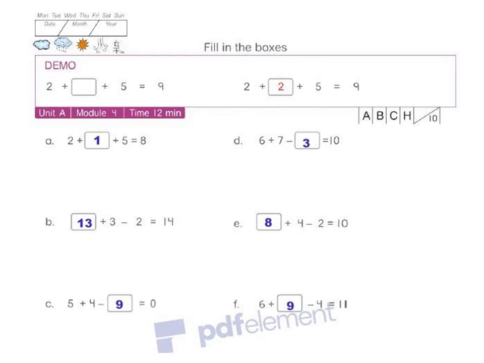6 plus 7 minus 3 equal to 10. 6 plus 7 gives us 13. 13 minus 3 gives us 10. 8 plus 4 minus 2 equal to 10. So 8 plus 4 is 12, minus 2 gives us 10. 6 plus 9 minus 4 equal to 11. 6 plus 9 gives us 15. 4 subtracted from 15 gives us 11. I hope this point is clear to you. Let us move on to the next property.